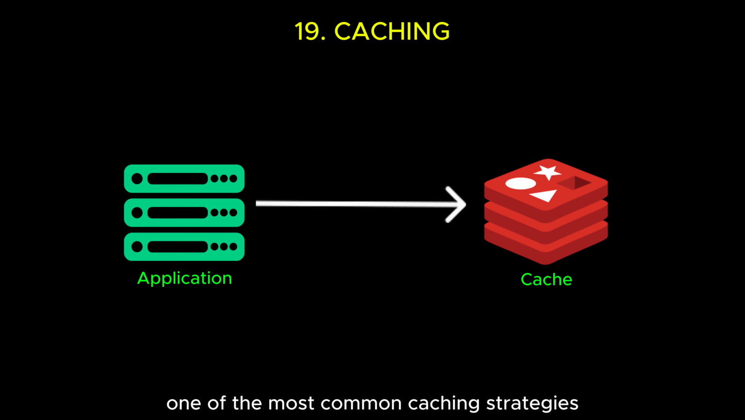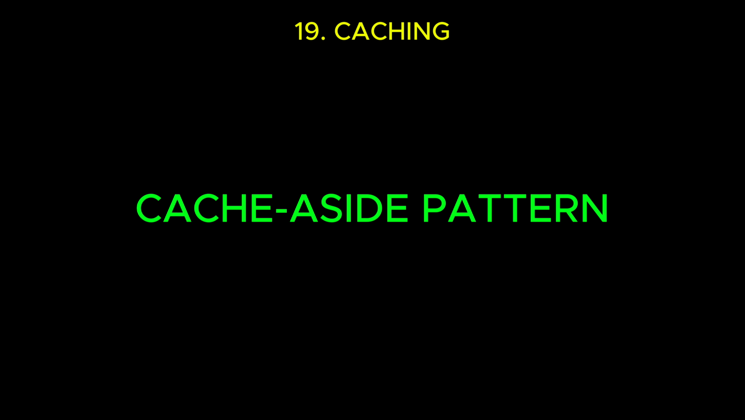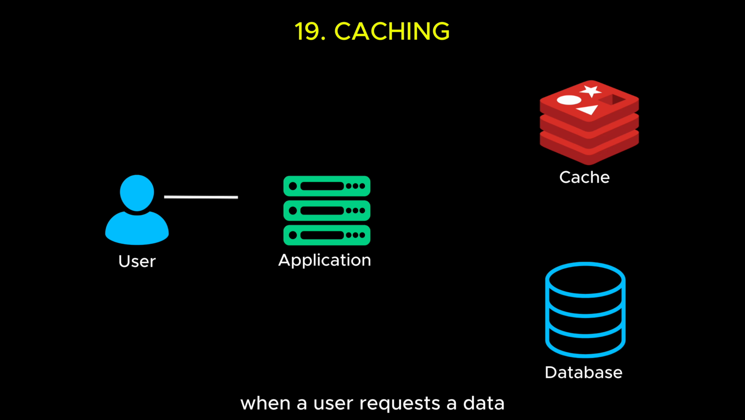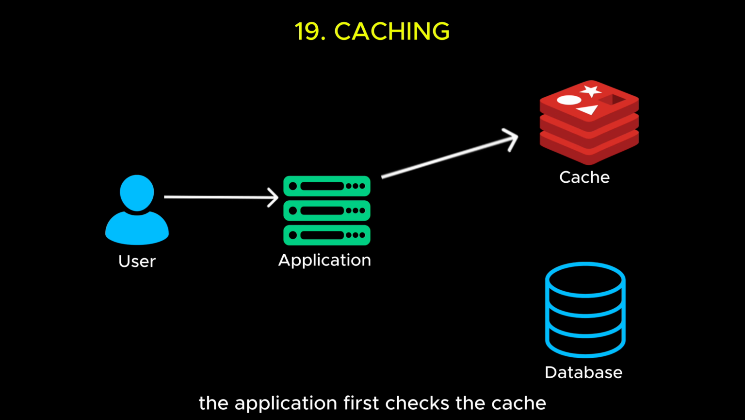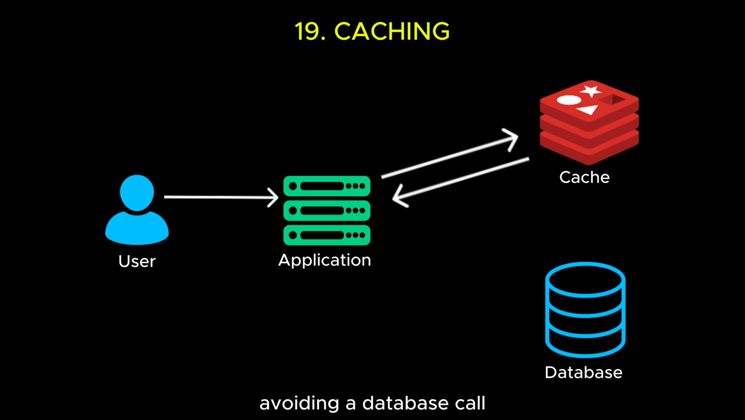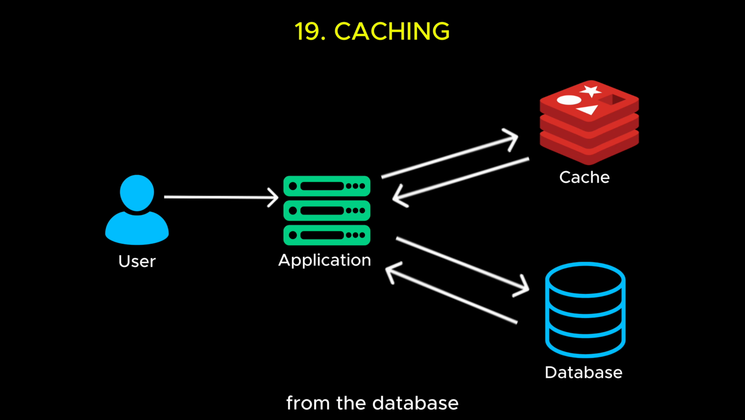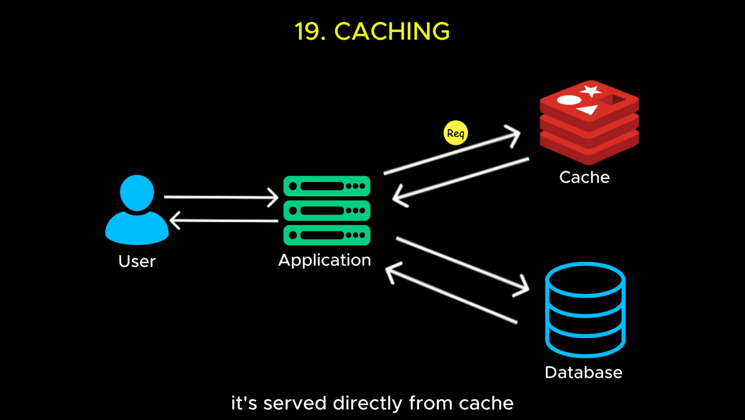One of the most common caching strategies is the cache aside pattern. Here is how it works. When a user requests the data, the application first checks the cache. If the data is in the cache, it's returned instantly, avoiding a database call. If the data is not in the cache, the application retrieves it from the database, stores it in the cache for future requests, and returns it to the user. Next time the same data is requested, it's served directly from cache, making the request much faster. To prevent outdated data from being served, we use a time to live value, or TTL.